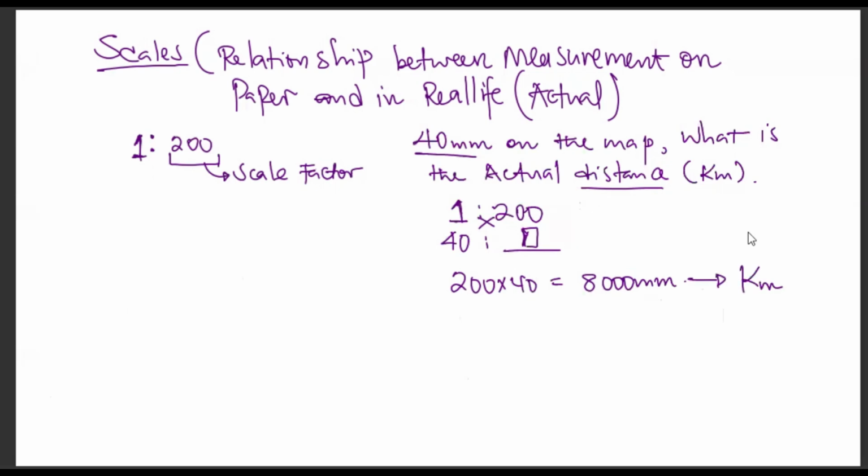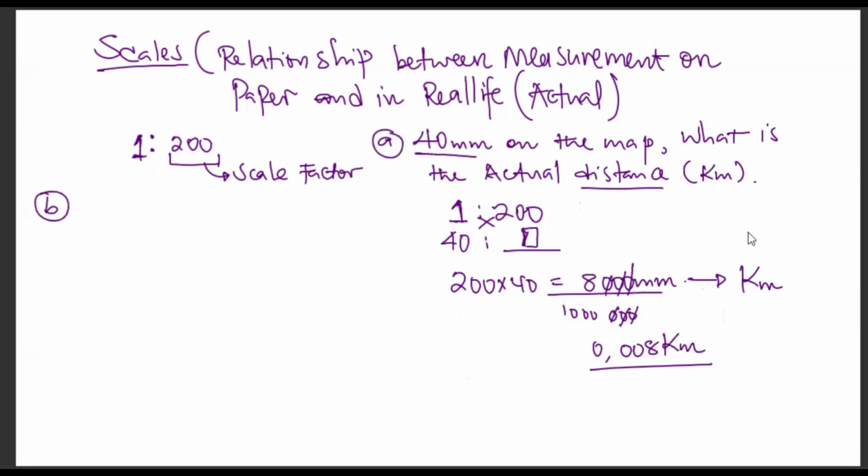So millimeters to kilometers we divide by a million. Divide by a million. So you end up having 0,008 kilometers. That means it's a short distance, but this is how we do it. So we keep it that way. All right. This was A.